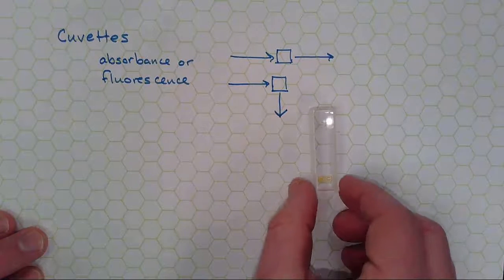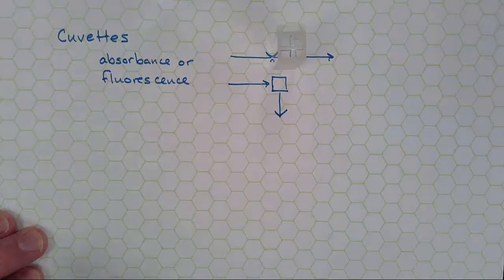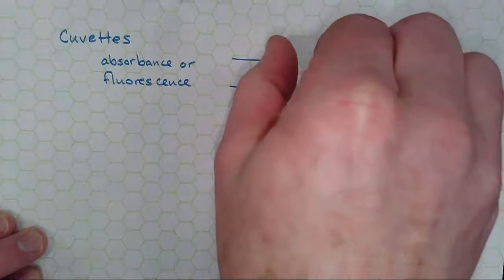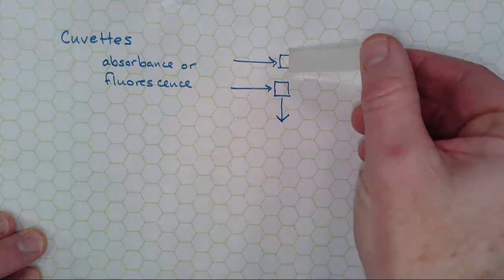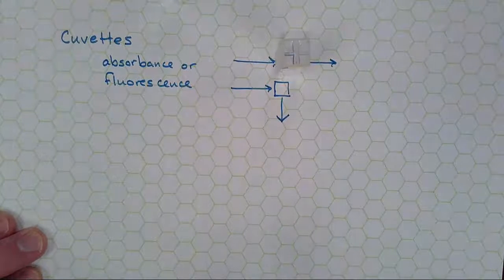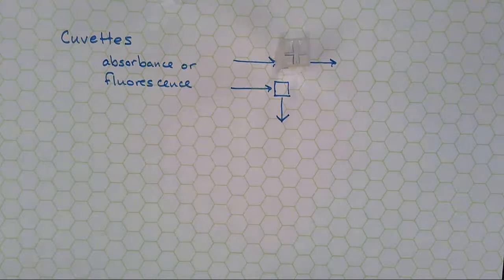When you're doing the experiment, you want to set the clear side so that the light is going through the clear parts. If you turn it around and put the cloudy sides there, so the cloudy side is in the path of the beam, then all you're going to see is the cuvette. You won't see any of your sample. So the first thing to think about is, are you doing absorbance or fluorescence? For absorbance, you only need 2 clear sides. For fluorescence, you need 4.